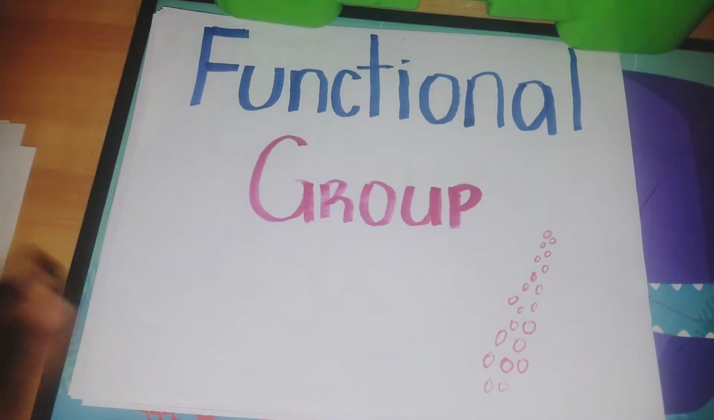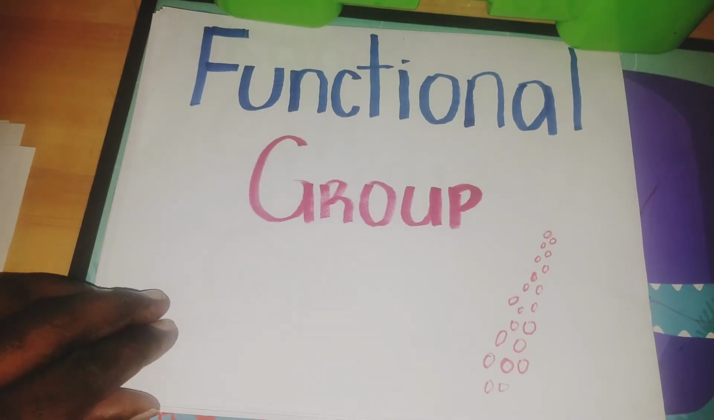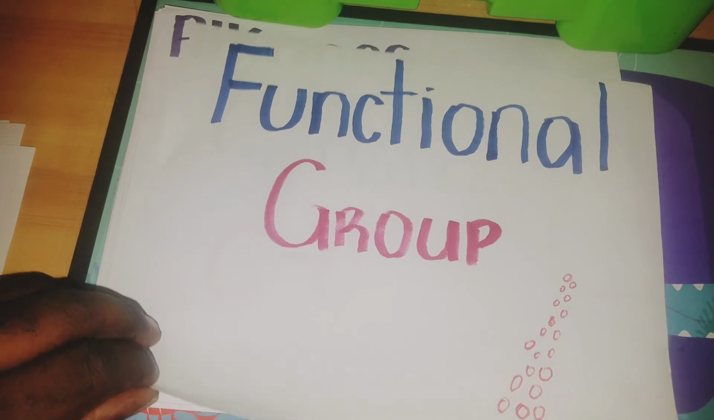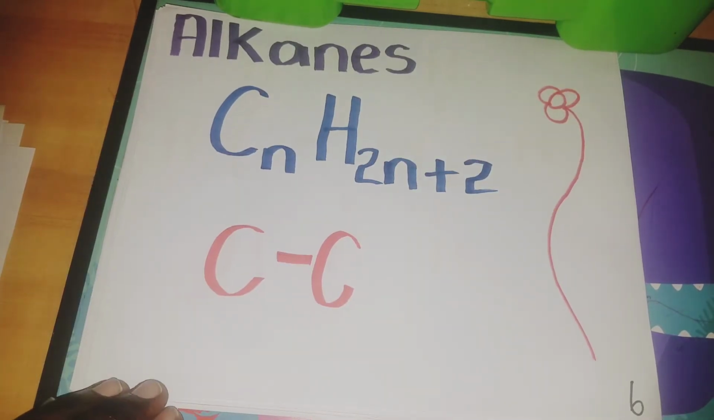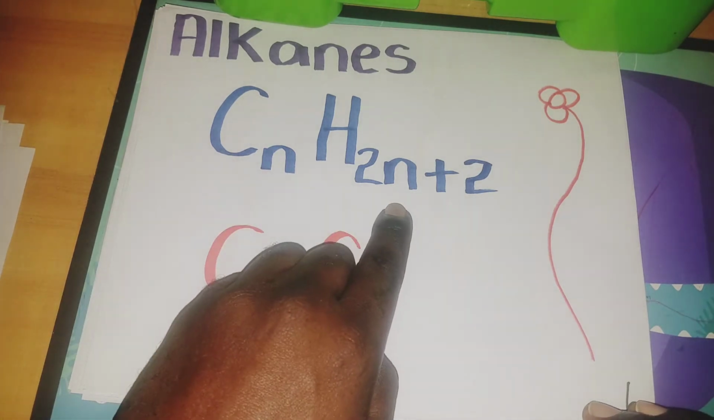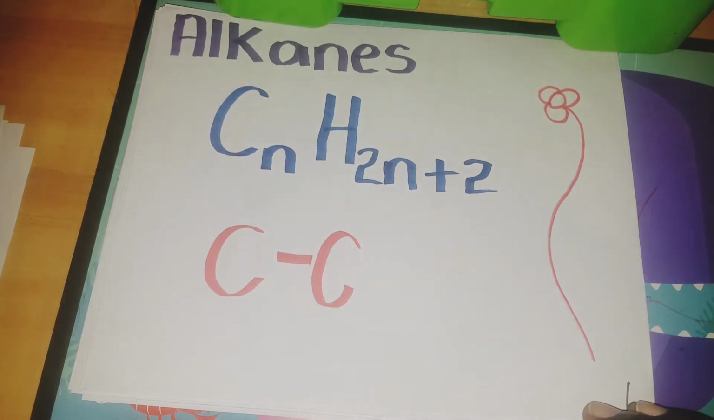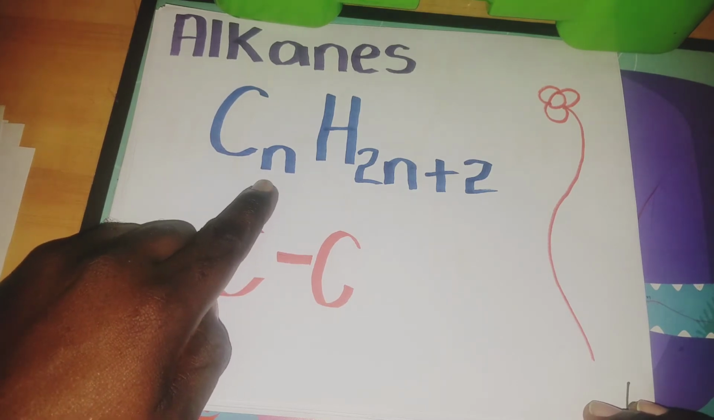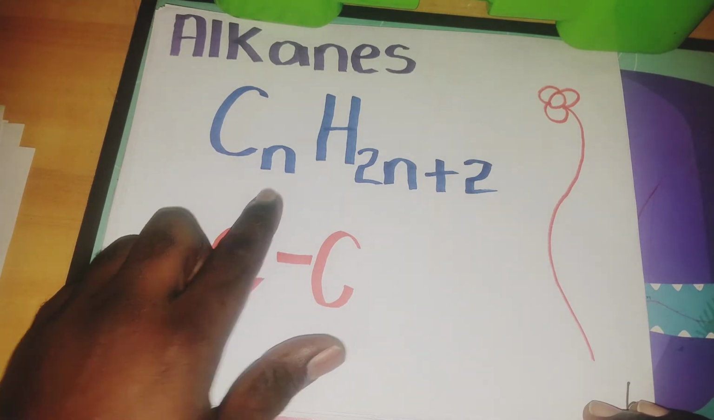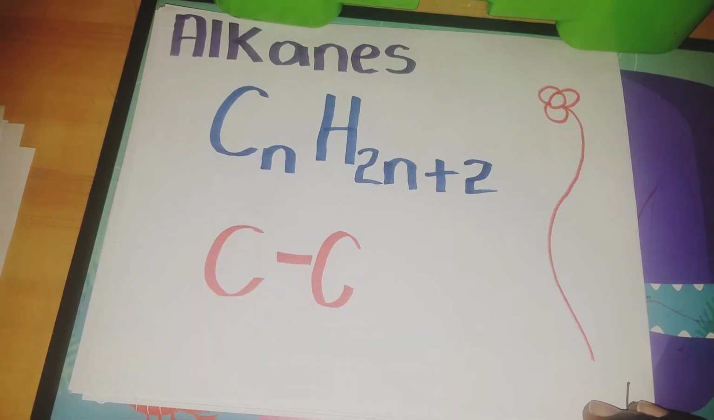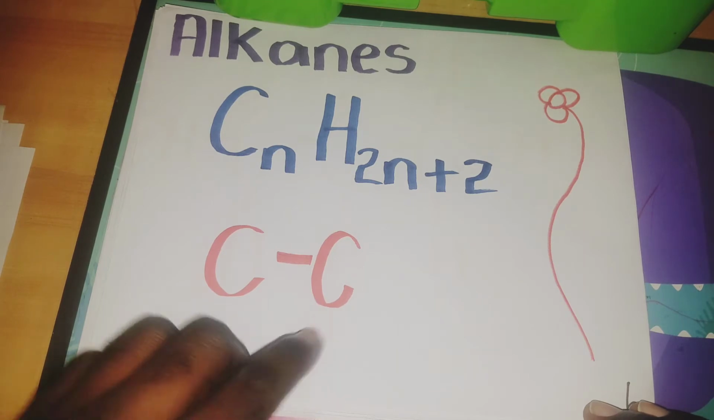So, for each class of organic compound, I'm going to show you their general formula and the functional group. All right, so our first class of organic compounds are the alkanes. Now, the general formula of alkanes is CnH2n+2. You must always remember, in every single class of organic compounds, n represents the number of carbons. So n is the number of carbons. And for alkanes, the general formula is CnH2n+2. The functional group is carbon single bond carbon.